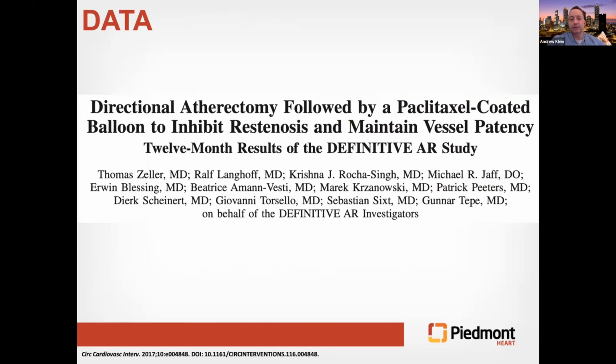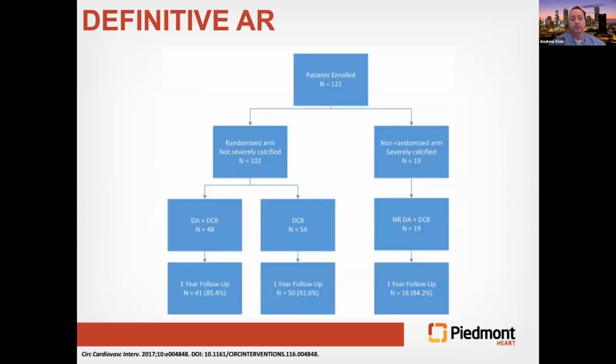So let's take this into the clinical realm, all right? You saw the basic science. Now you've seen the initial foray into the clinical realm. DEFINITIVE AR was the first biggest study out there that looks at the outcomes. This was only 121 patients that got randomized, not severely calcified, to directional atherectomy plus DCB versus DCB alone. It was a 1-year follow-up. You can see the numbers are really low here at 41 and 50.